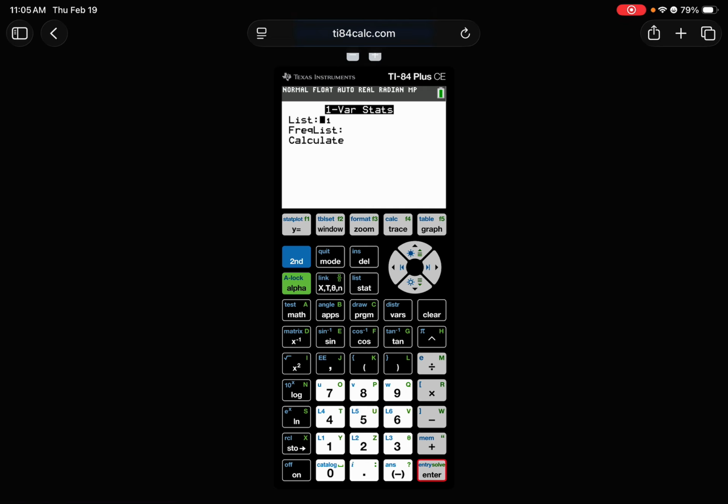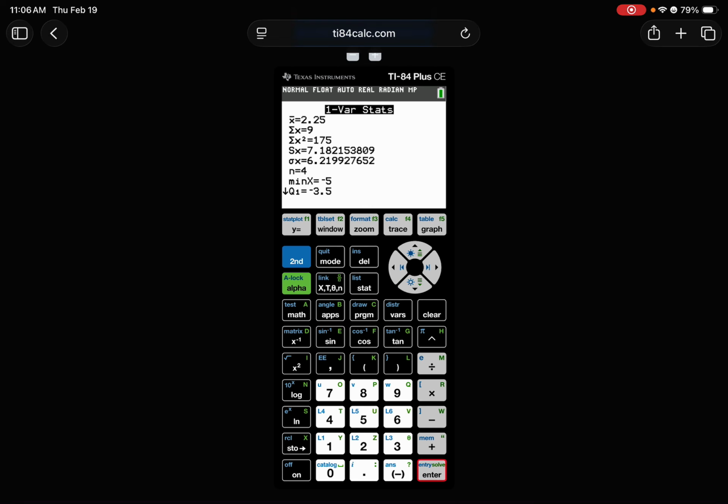So make sure that you change this list from the default, which is L1. You can clear that out and then press second and then the number 3. You see that blue L3. You can leave the other entry, the frequency list, blank. That part doesn't really matter, and just go down to calculate. If you have an older graphing calculator model, it'll say 1-Var Stats and it'll have a blinking cursor at the end. You just need to enter in L3. So just press second and then the number 3 and then press enter. You should see the exact same screen that I'm about to see right here.